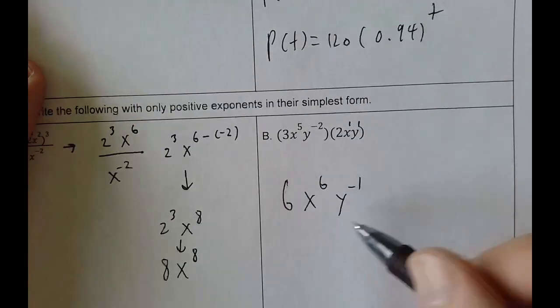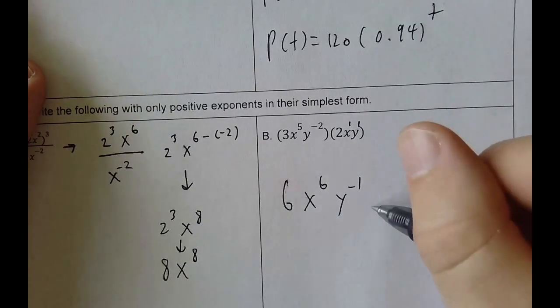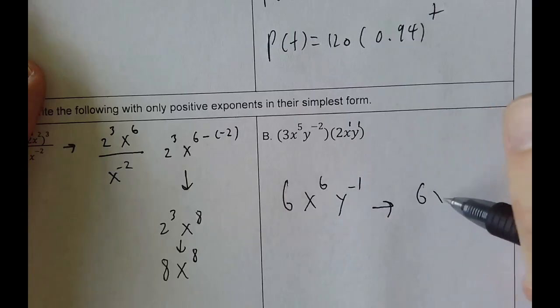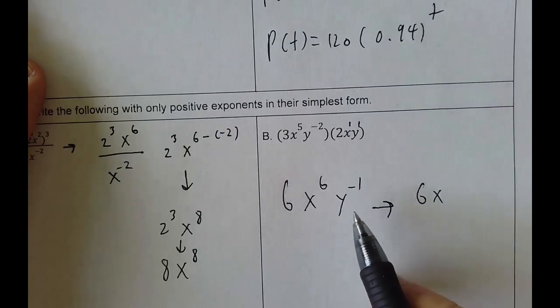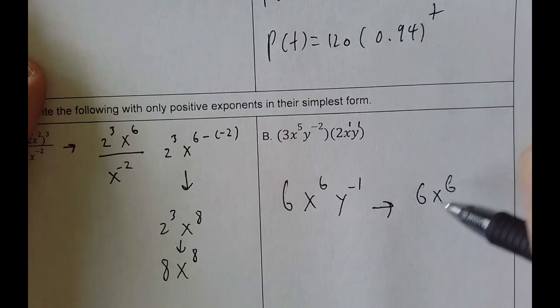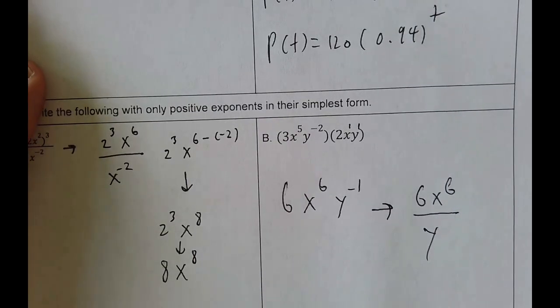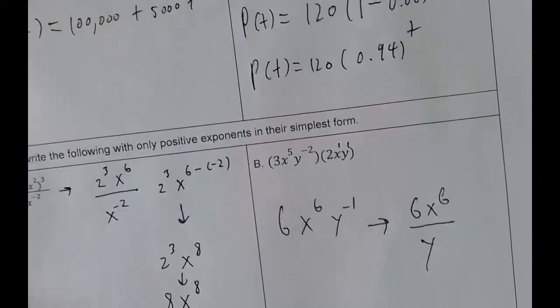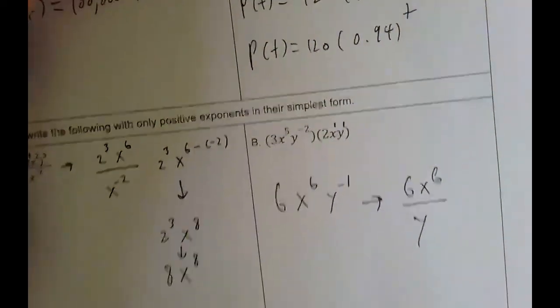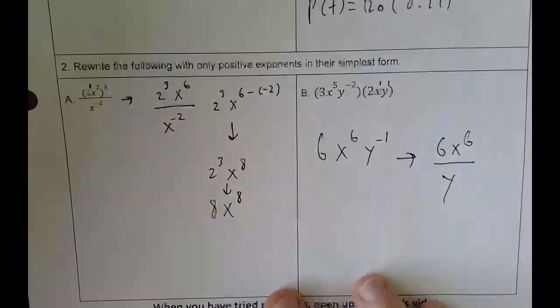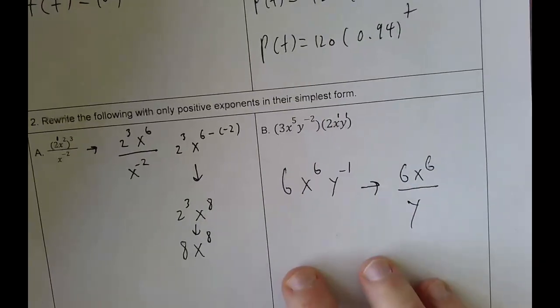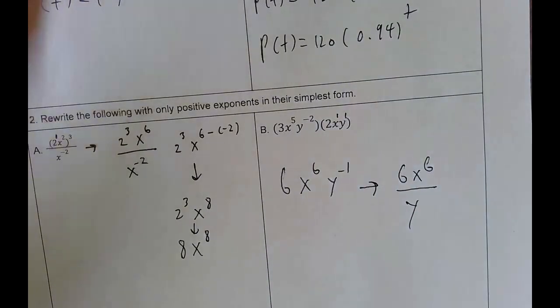Then, to move this y to the negative 1 to the denominator, we write it with a positive exponent. So 6x to the 6 over y. And that's your final answer. Okay? All right, so that's the warm-up. I hope that was familiar to you. I did give you some of these in your homework, just as a review, so you will get a chance to go over that again before our review day.